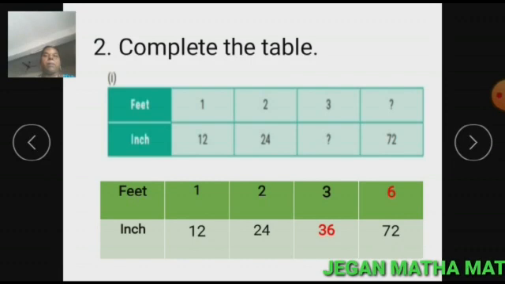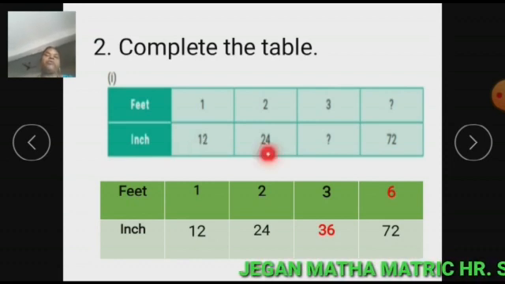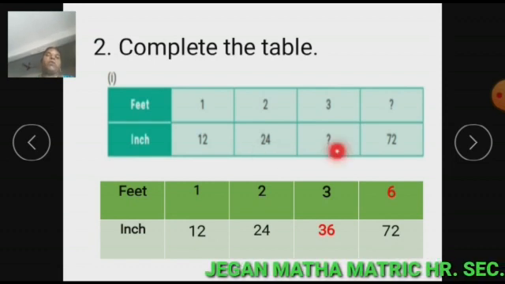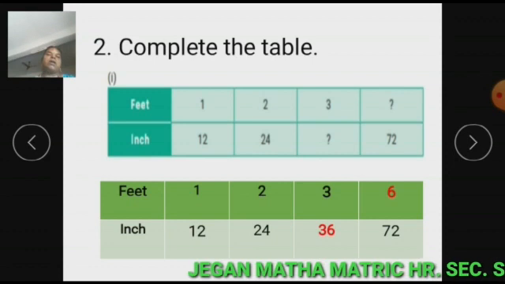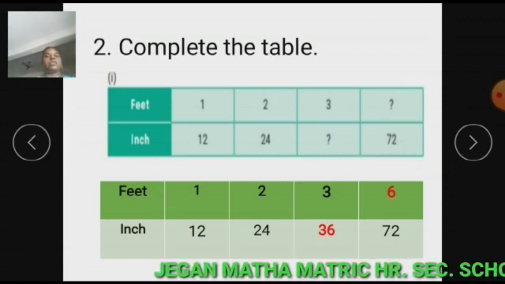Question number 2. Complete the table. In this table, the measurements are given in feet and inches. 1 feet equal to 12 inches. 2 feet equal to 24 inches. 3 feet equal to dash inches and dash feet equal to 72 inches.